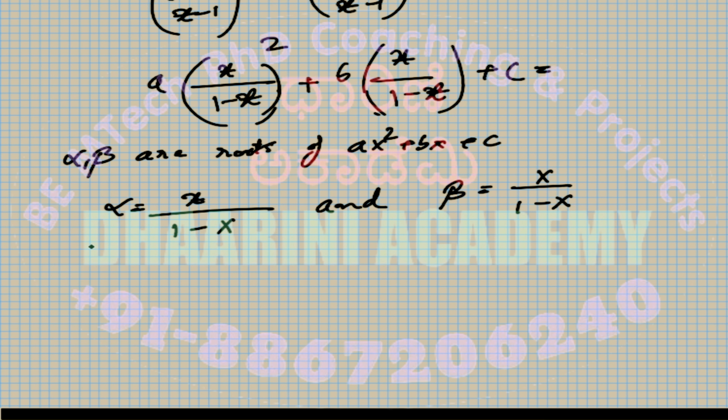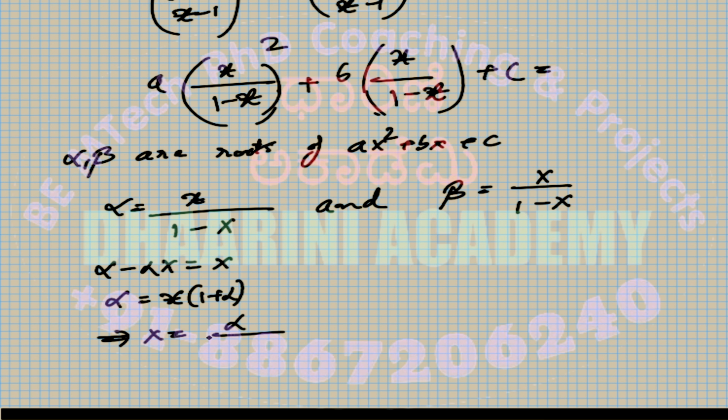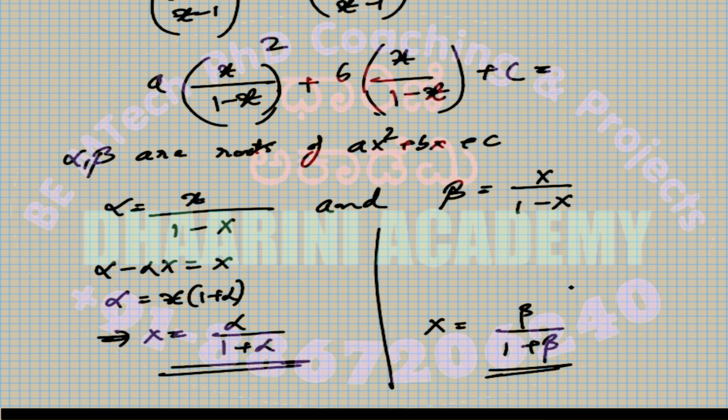So calculate x from this, because x is what we want to calculate. All right. So this means alpha minus alpha x equal to x. So take alpha x to other side. So alpha is equal to x into 1 plus alpha. So this implies x is equal to alpha by 1 plus alpha. Right? Similarly, the other x, using the same technique, I can also prove x is equal to beta by 1 plus beta. So these are the roots of the given equation.